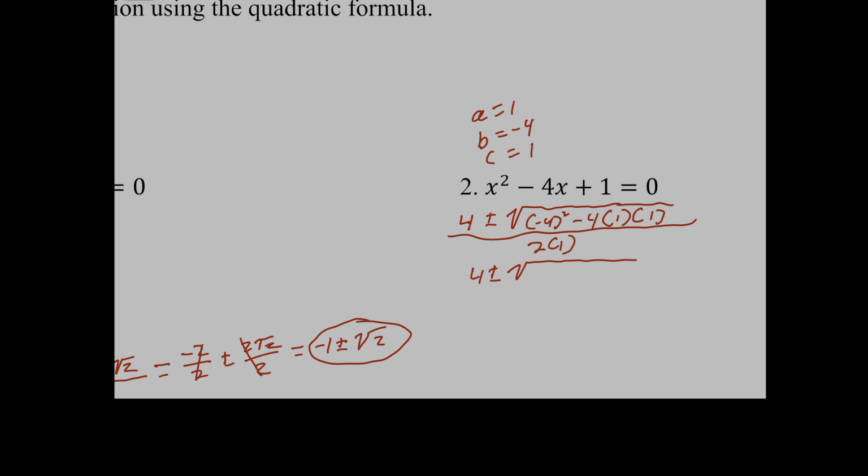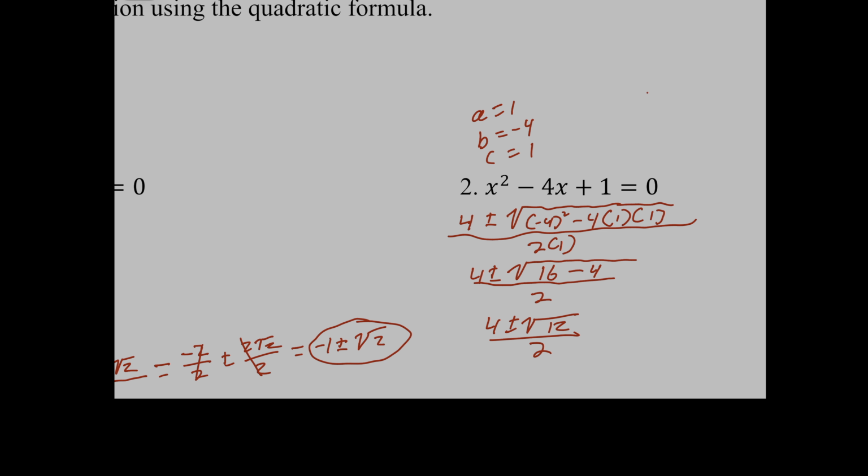Now here comes the big math. Negative 4 squared. Now that's in parentheses, so the negative is part of that. What's negative 4 times negative 4? A positive 16. Negative 4 times 1 is just minus 4, all over 2, which becomes 4 plus or minus root 12 over 2. Okay, now we want to keep going with that.